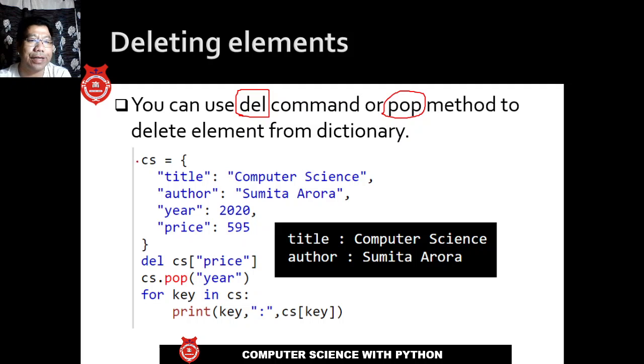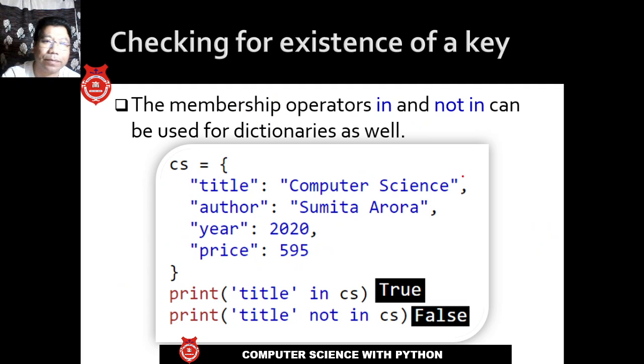For example, let us take the same dictionary, CS dictionary. If I say del CS and specify price, the price will be deleted. And next, if I say CS.pop and year, the year will be deleted again. So the only two left will be the title and the author. So if I print all the keys and the values, it will print the title and the author. All right, so this will be the output.